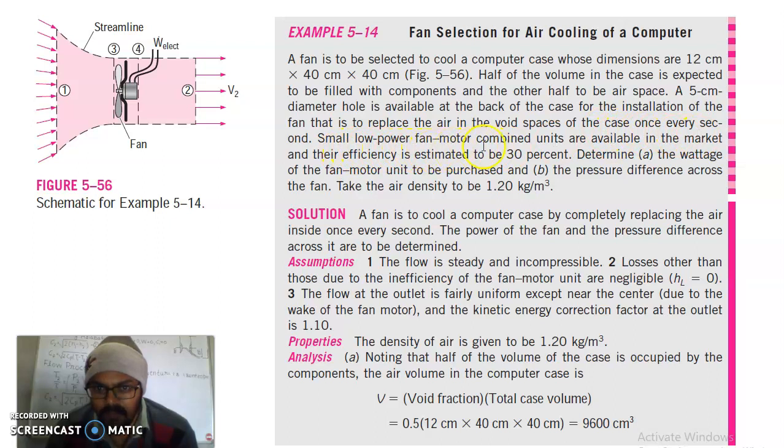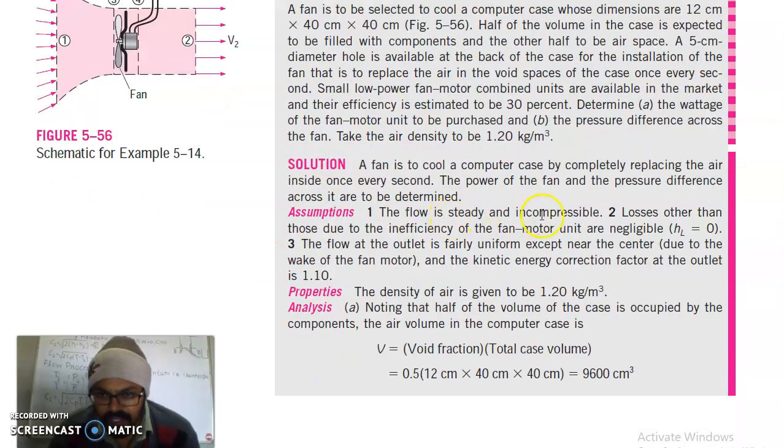Small low power fan motor combined units are available in the market and their efficiency is estimated to be 30%. Find the wattage of the fan motor unit to be purchased and the pressure difference across the fan. Take the air density to be 1.20 kg per meter cube. The flow is steady and incompressible. Losses other than loss due to inefficiency of the fan motor unit are negligible. HL is equal to 0. The correction factor at the outlet is 1.10.